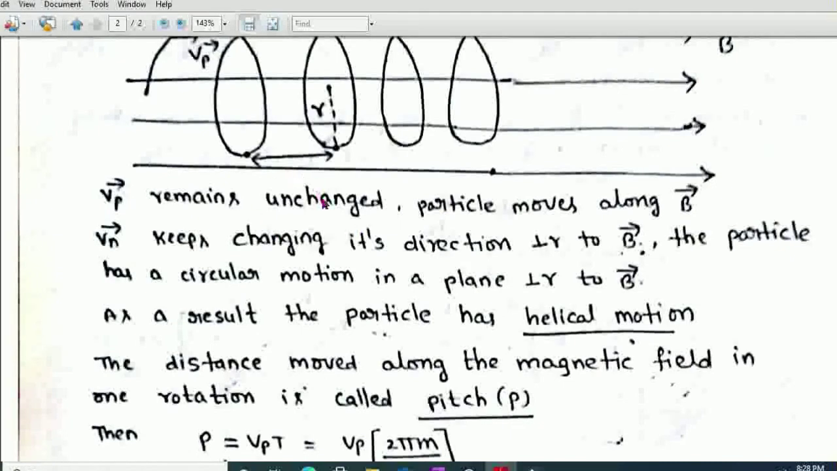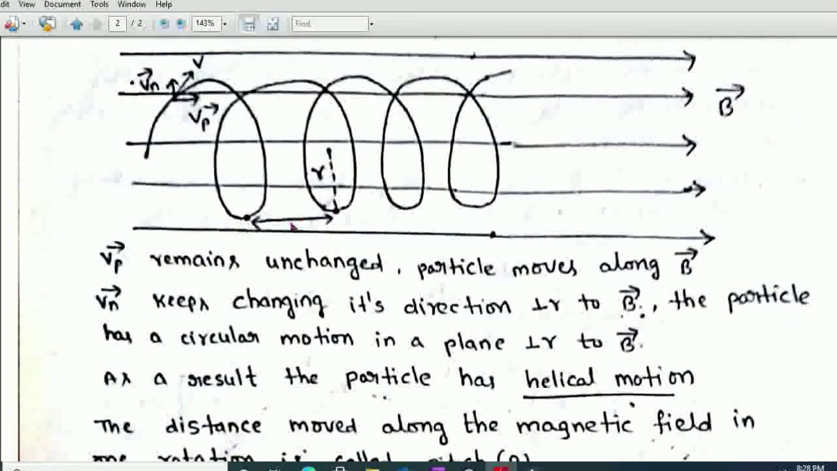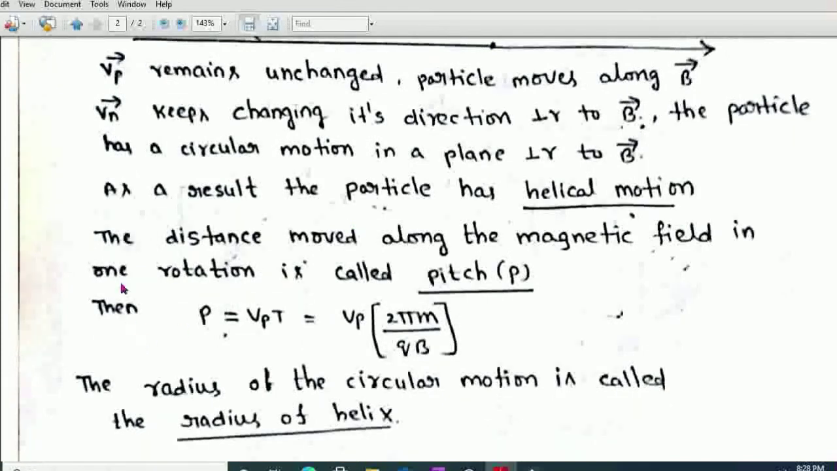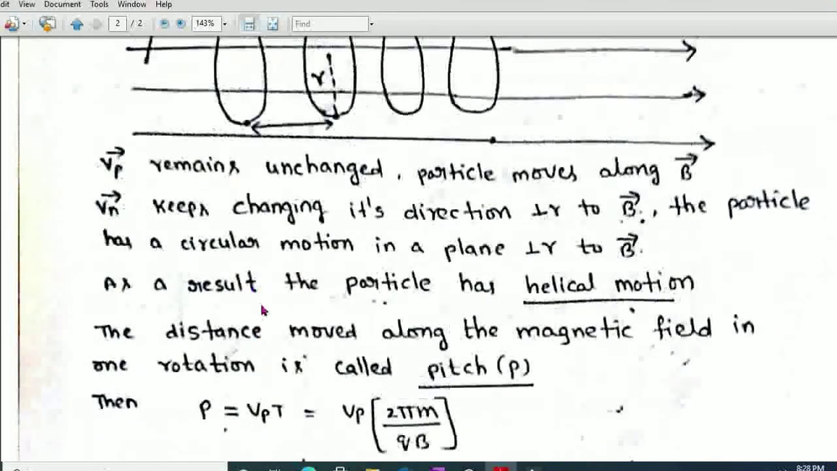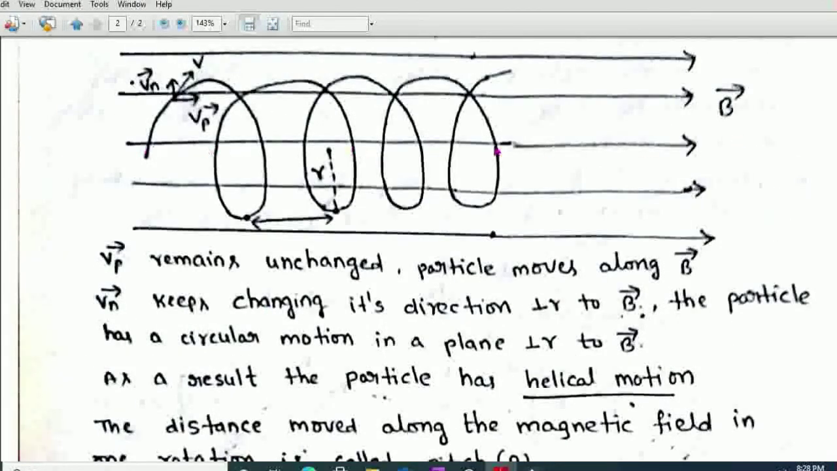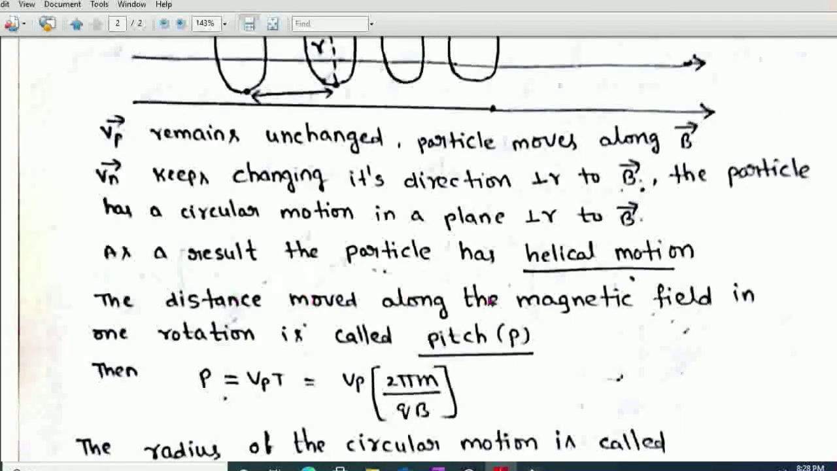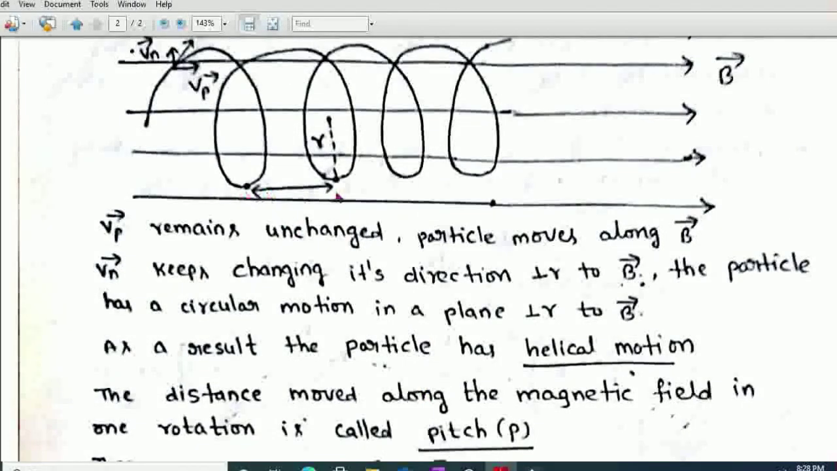Now in this case, we have to define what is pitch. The pitch means the distance moved along the magnetic field in one rotation. So this is the direction of magnetic field, and the distance moved along the magnetic field in one rotation, for example from this point to this point, which is one complete rotation, this distance is called pitch. The distance moved in the direction of magnetic field in one rotation is called pitch. Whatever we have shown here, this is the pitch.